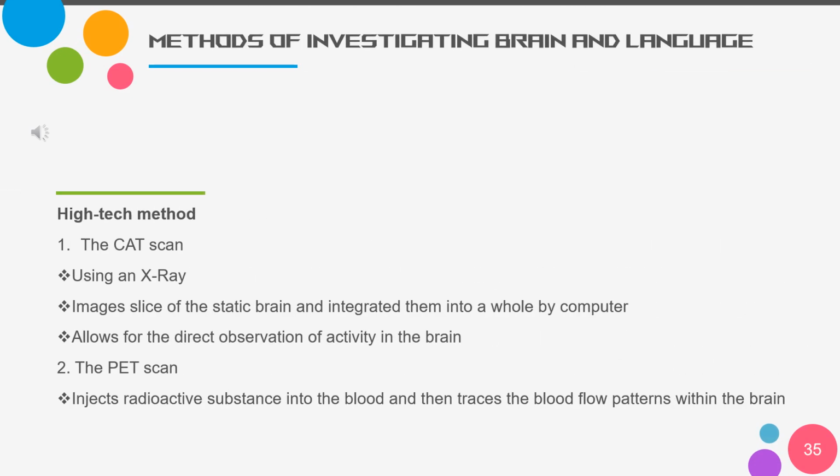High-tech methods. The first one is the CAT scan. It uses X-rays, takes image slices of the static brain and integrates them into a whole by computer, which allows for the direct observation of activity in the brain. And then the PET scan injects a radioactive substance into the blood and then traces the blood flow patterns within the brain.